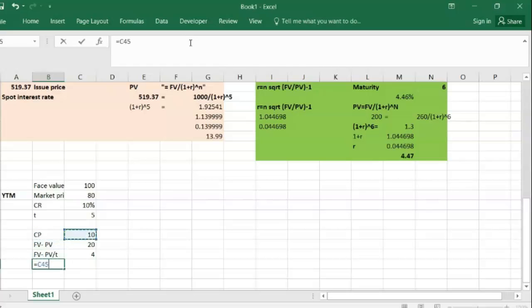So here you take the coupon payment plus the future value, that is, face value minus present value, divided by n or T. So it is 10 plus 4, and 14 rupees is the overall return.